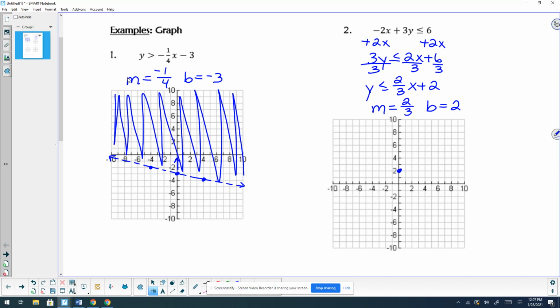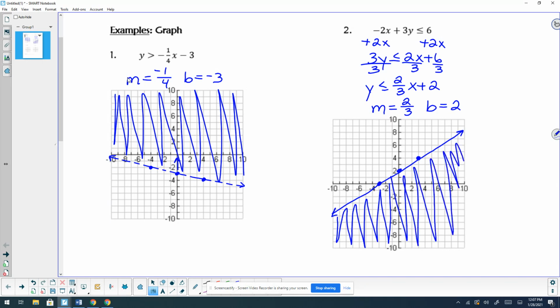So I start at positive 2. I go up 2, right 3. I need to go down 2, left 3 as well. This is a less than or equal to sign, so my line will stay solid, and I want to shade below my line.